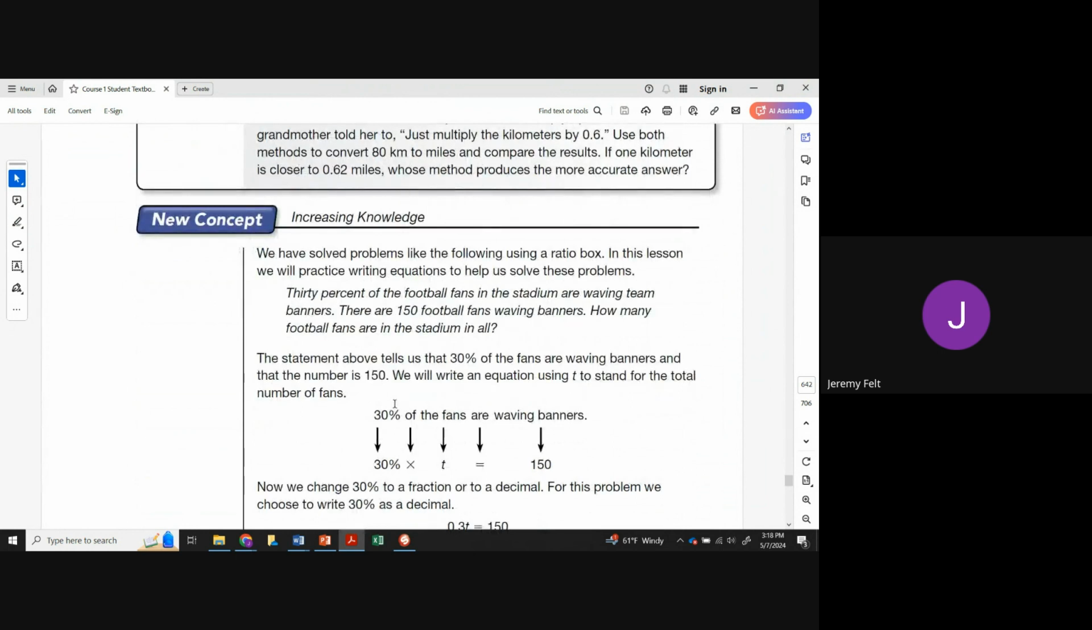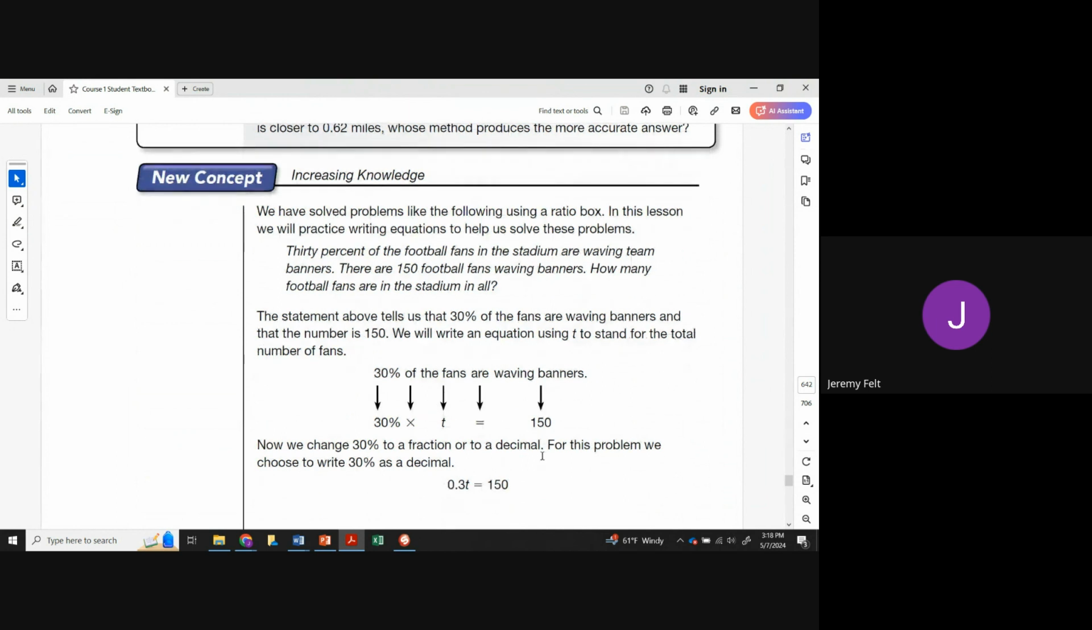So we take our 30%, that's what we were given, of means multiplication. The fans, we can call F, T, X, Y, Z, whatever we want to. R, or like is, okay, that's going to be our equal sign. Okay, and then waving banners, 150. So 30% of what number is 150? First, we want to convert this to a decimal. We move the decimal two places to the left to give us 0.3 times t equals 150.